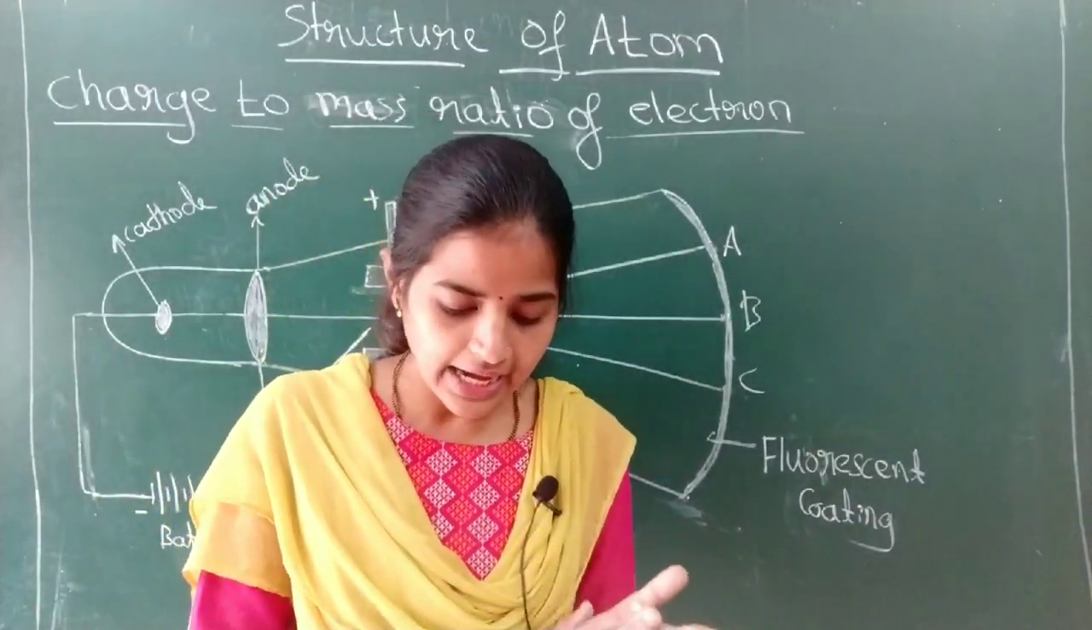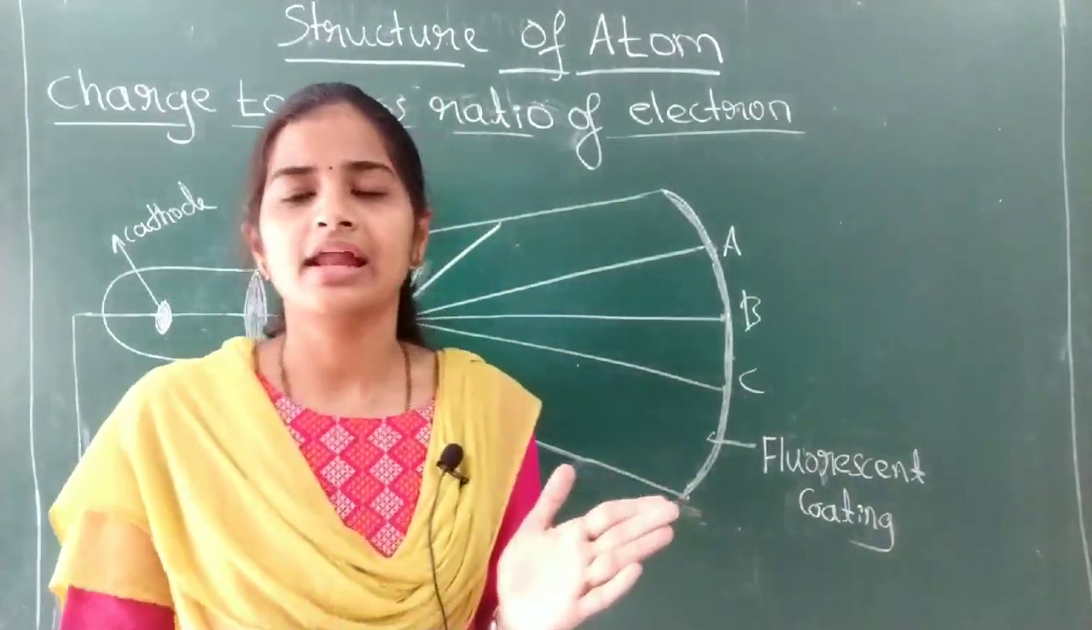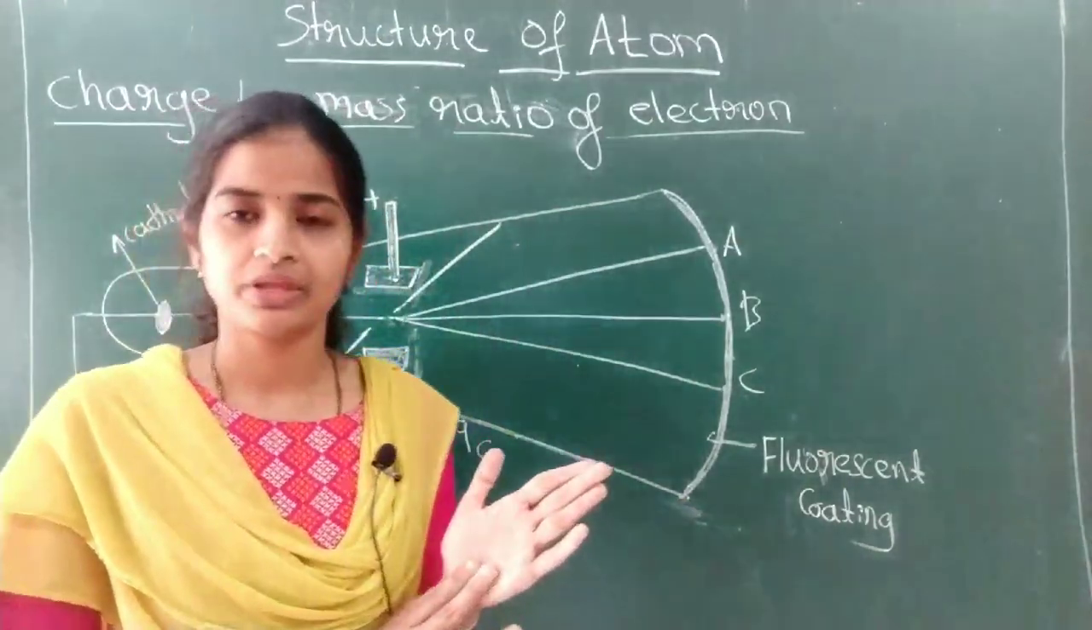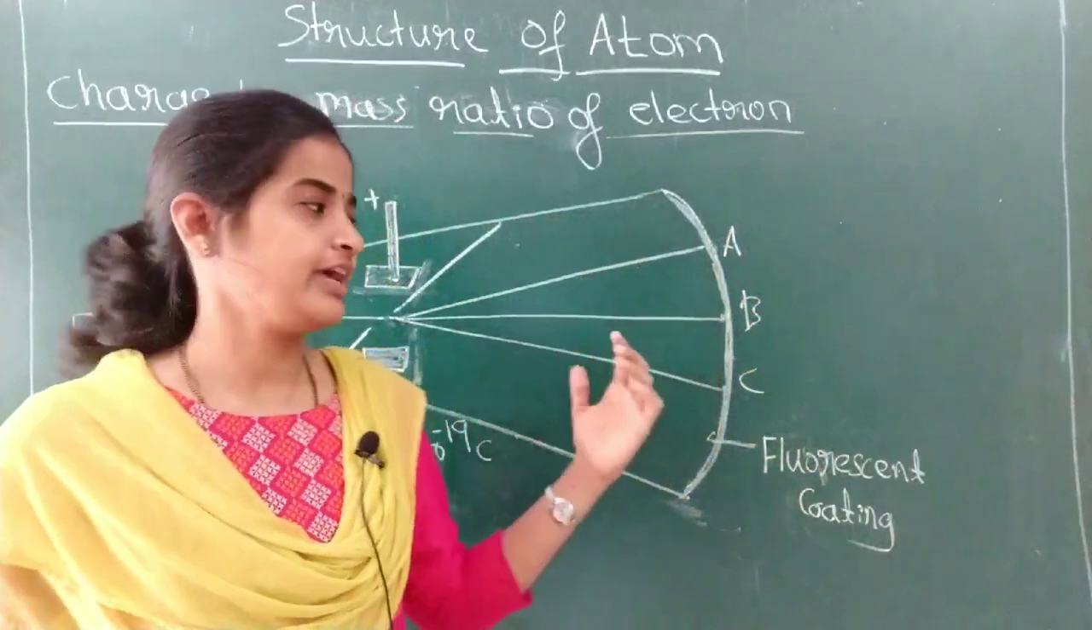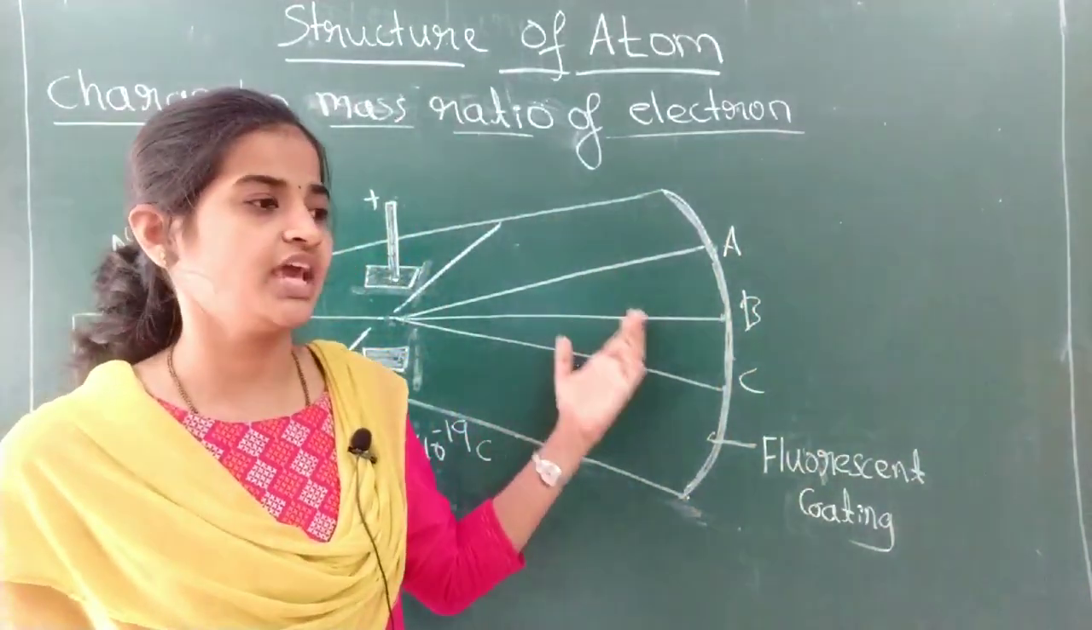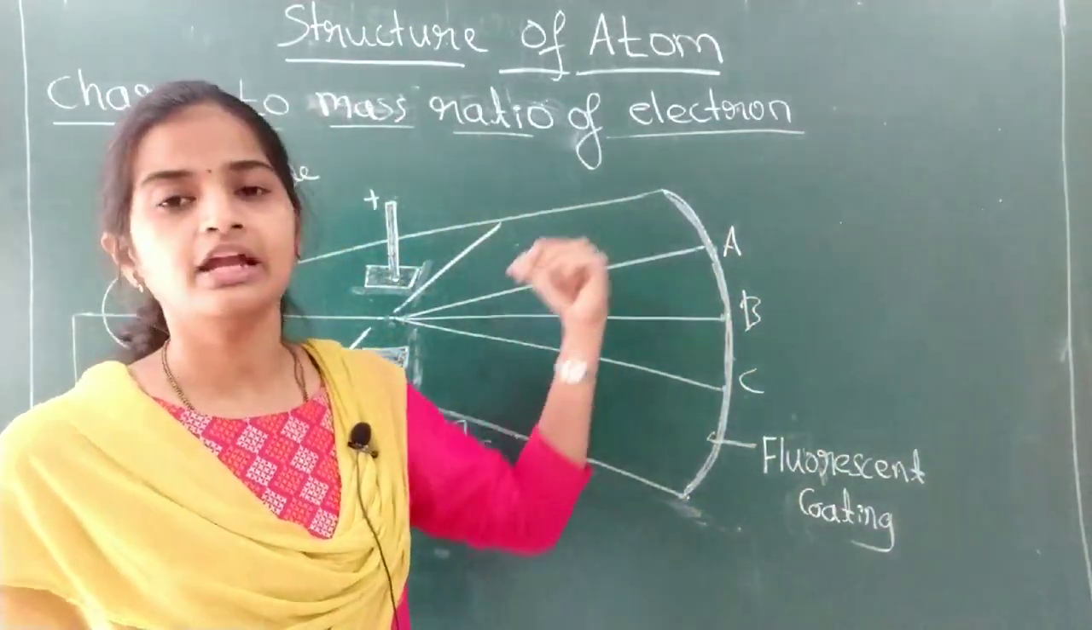Next one is lighter the mass of the particle, greater is the deflection. Lighter the mass of the particle, greater is the deflection. Means the deflection has changed when we take different gases.